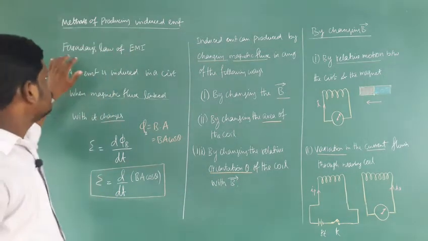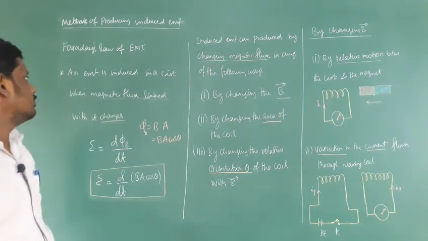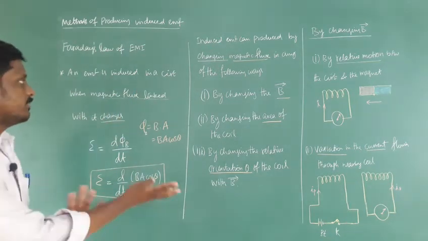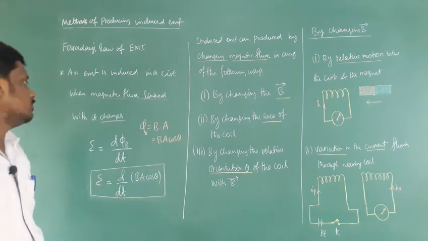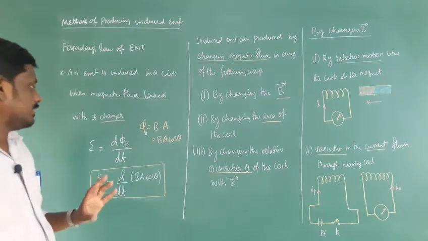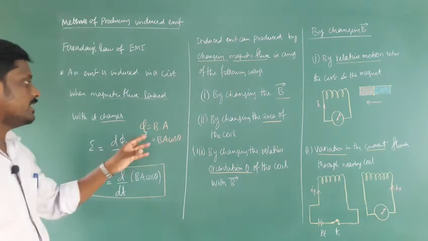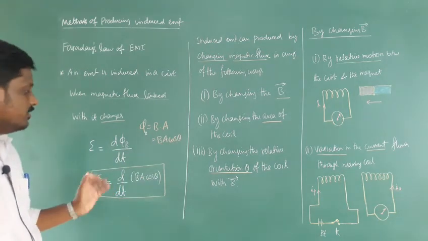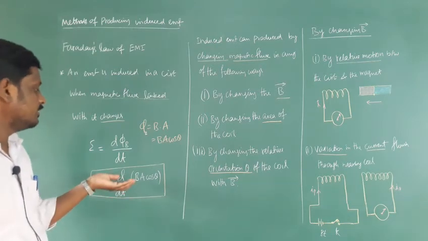According to Faraday's law of electromagnetic induction, an EMF is induced in the circuit when the magnetic flux linked with it changes. Whenever there is a change in magnetic flux linked with the circuit, an induced EMF is produced in the circuit. The magnitude of that induced EMF is equal to dΦ/dt, where Φ is the magnetic flux. Φ is equal to B dot A, so BA cos θ. So the magnitude of induced EMF is obtained by changing the magnetic flux.